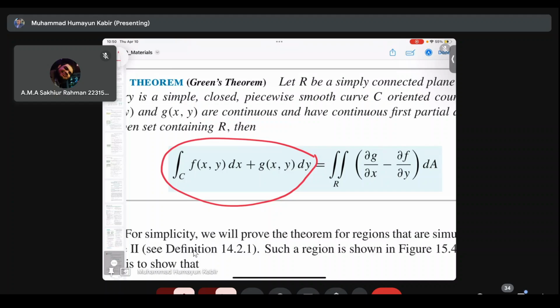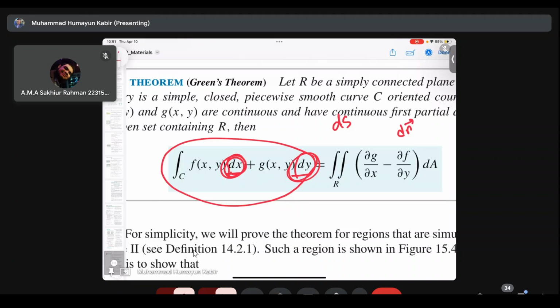But the structure of this line integral is quite different from what we have already learned, right? Here we have two, dx and dy. Previously we learned two types of line integral. One is for a scalar function, which contains ds. Another is for a vector valued function, which contains dr. But this line integral is quite different. Quite different means it contains two variable functions, and one ends with dx, another ends with dy.